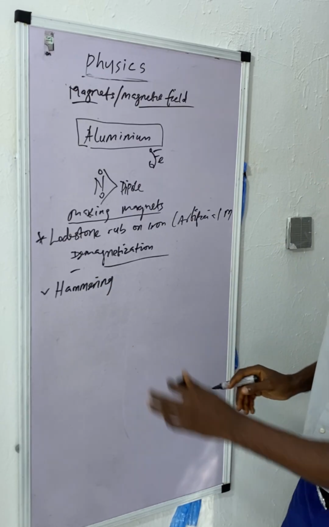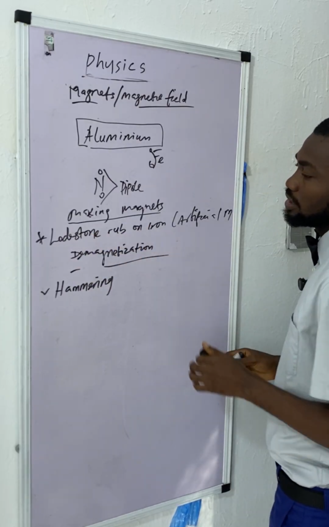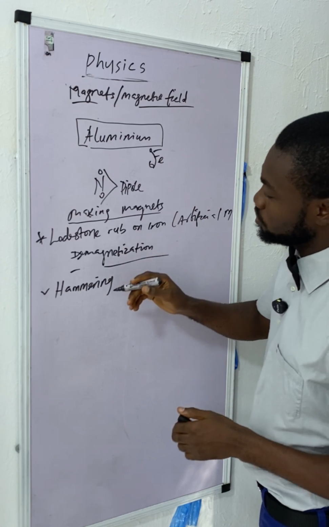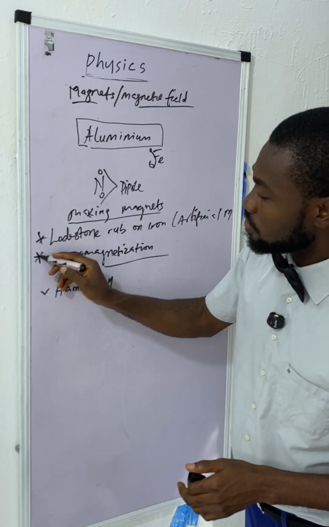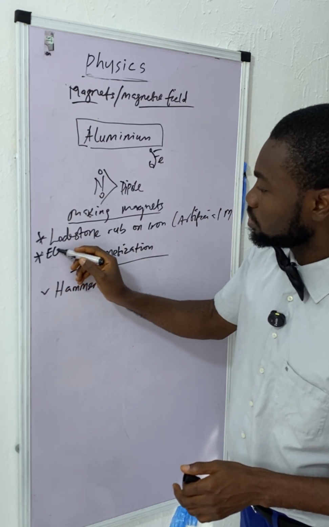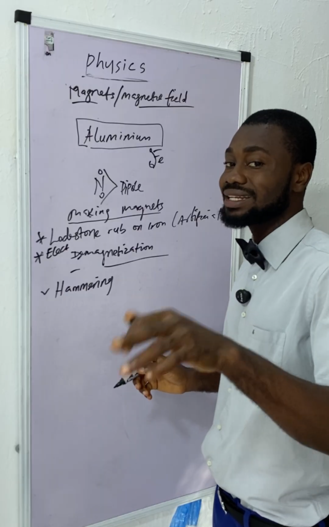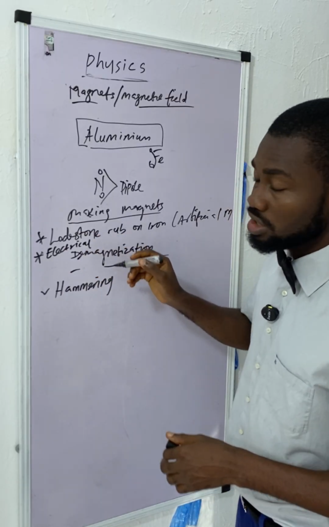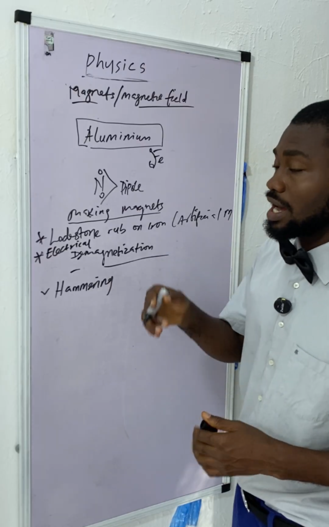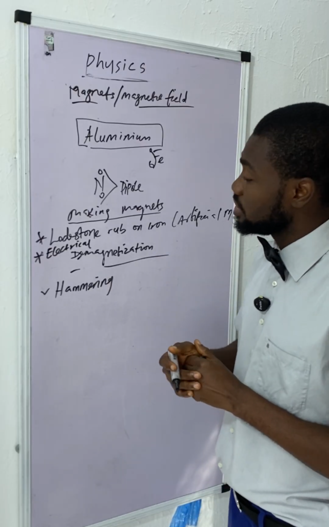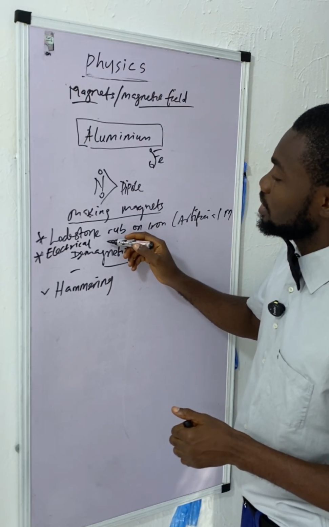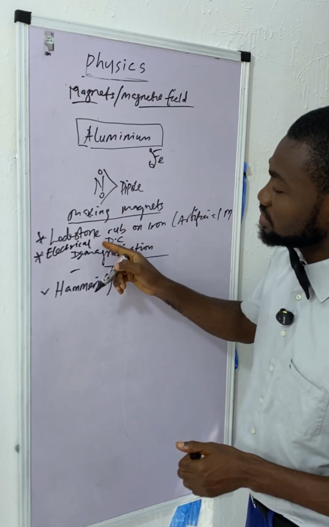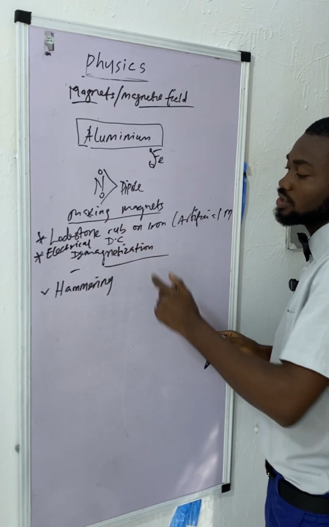I forgot something here. When we are making magnets, we also have another method of making magnet. There are two in number. The second one is electrical method. That one comes from electromagnetic induction. Electrical method, which involves what? You induce current and magnetism is generated. This is usually done with direct current. Don't forget, electrical method with DC, direct current.